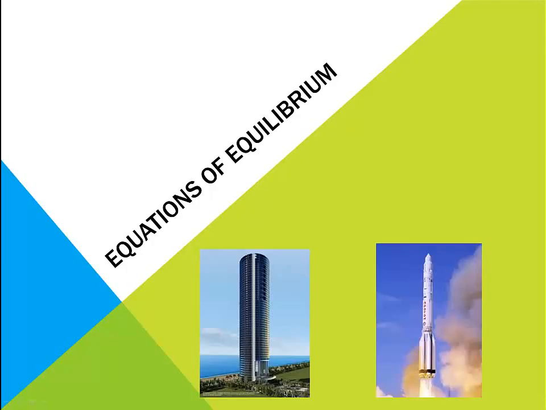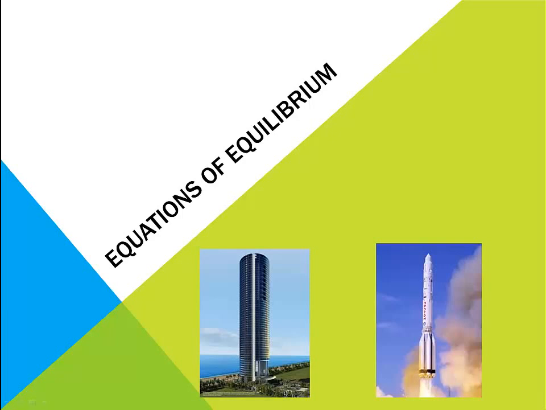In this video, I'll discuss equations of equilibrium. Here we can see two objects, a building and a rocket. The building is standing and the rocket is moving relative to its surroundings. In terms of statics, the building is said to be in equilibrium, whereas the rocket is not. Remember the word relative. If you see them from the planet Mars, both are moving.